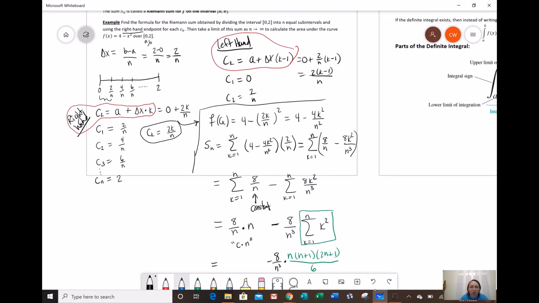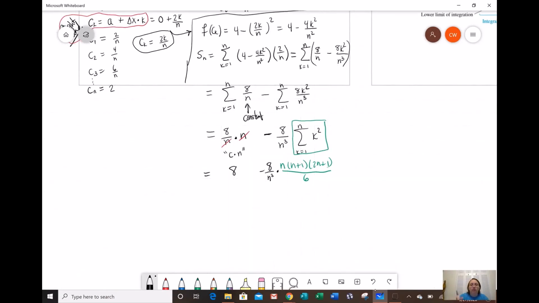Also over here, we can actually simplify. The n's cancel, and we have left here an 8. Keep on working down here. All right, so let's see, what can we do? Well, we can reduce one n from the top and one n from the bottom here. We can reduce the 8 and the 6 each by 2, so that leaves us with 4 and 3.